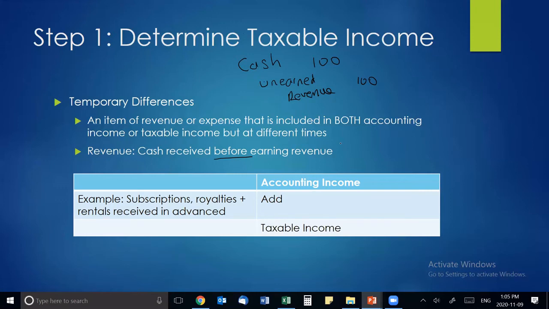So it's not going to be in our accounting income, but under the Income Tax Act, under taxable income, because you received the cash, you can record this in taxable income. And therefore, if we start with accounting income, in order to get taxable income, we have to add this to taxable income. And so cash received before earning the revenue can be recorded in taxable income. Therefore, we have to add this amount in order to get taxable income.